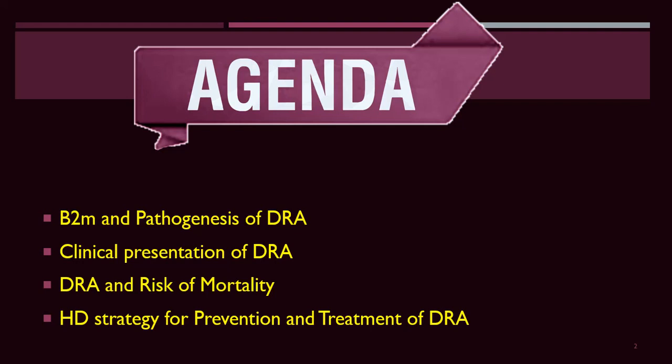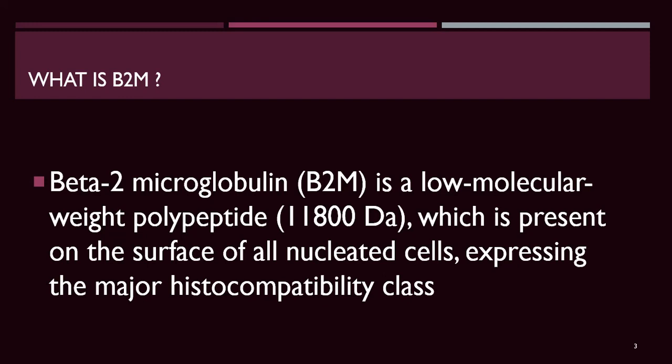Beta 2 microglobulin is a low molecular weight polypeptide, 11,800 daltons, which is present on the surface of all nucleated cells expressing the major histocompatibility class.